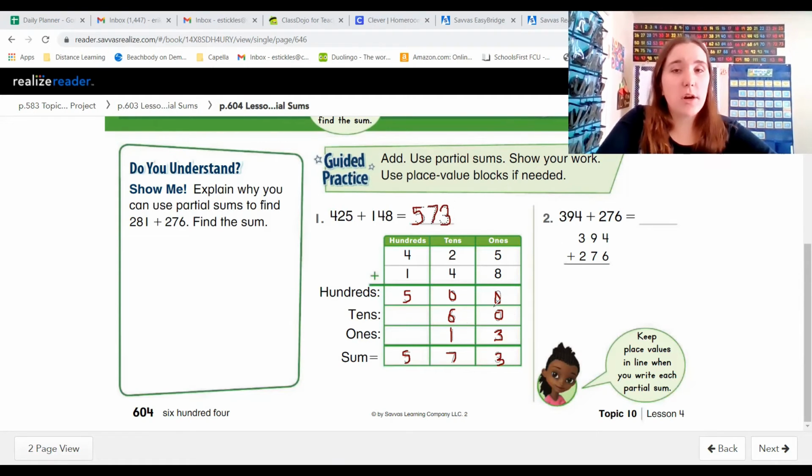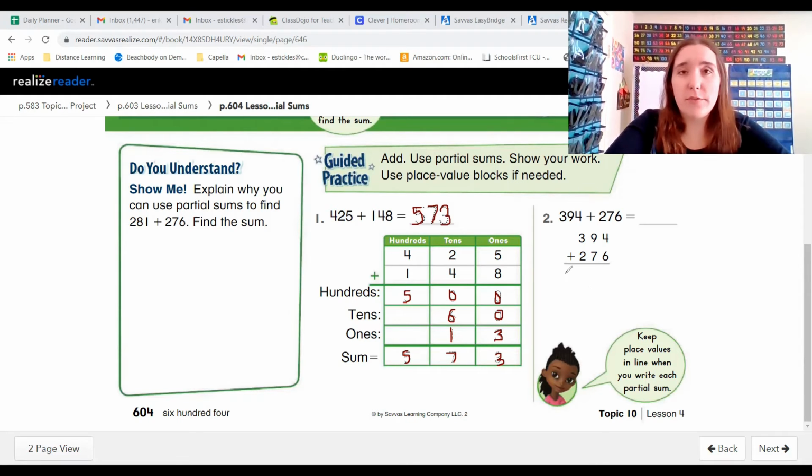Notice they're not using the chart anymore. The chart is a great way to show us how to do it, but when we actually do it on our papers, we can just stack them up like this and we don't have to draw a big chart every time we want to solve a problem. So let's do it. We're going to do the hundreds first. So 300 plus 200 would be 500, and I'm going to write it out just like I did on the other problem. So 5 hundreds, 0 tens and 0 ones, because that's what 500 is. That's my partial sum of the hundreds.